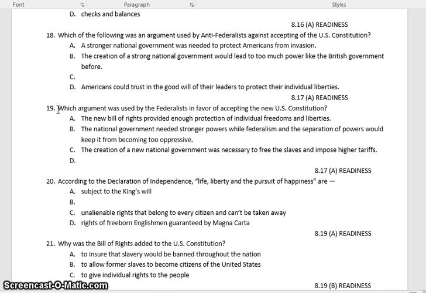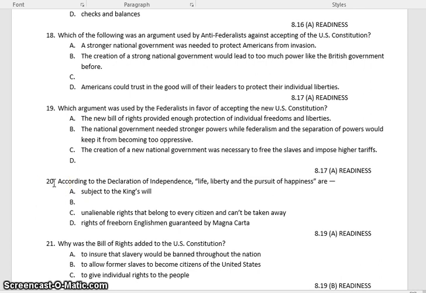19. Which argument was used by the Federalists in favor of accepting the new U.S. Constitution? A. The new Bill of Rights provided enough protection for individual freedoms and liberties. So the Bill of Rights was a good thing. B. The national government needed stronger powers, while federalism and separation of powers would keep it from becoming too oppressive. Or C. The creation of a new national government was necessary to free slaves and impose higher taxes.